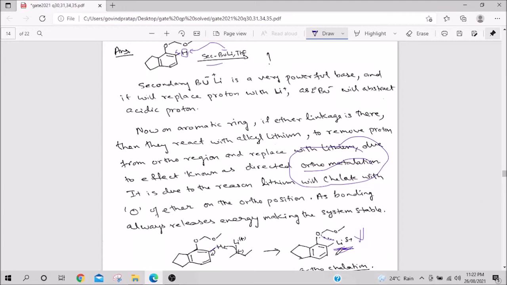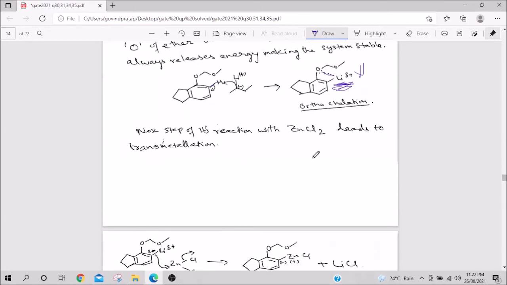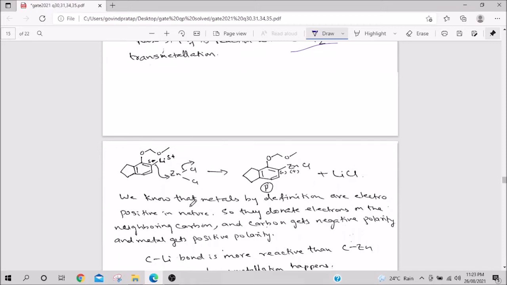Now this is very reactive. You don't know how to react it, it's tough to control. So immediately what we do is we add ZnCl2. With ZnCl2 we make this carbon a little soft. It's easier to control the reaction. So it's transmetallation which is happening. So this carbon lithium bond goes and attacks zinc, and this Cl leaves, and you are getting zinc here, right.